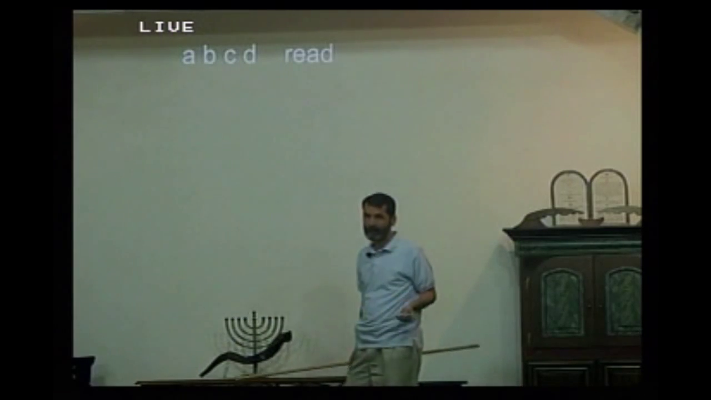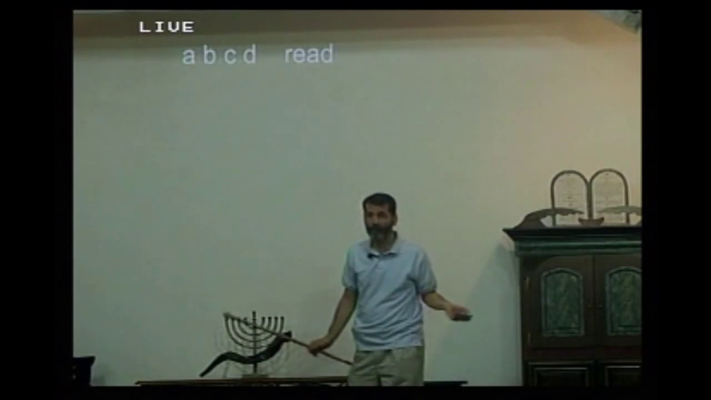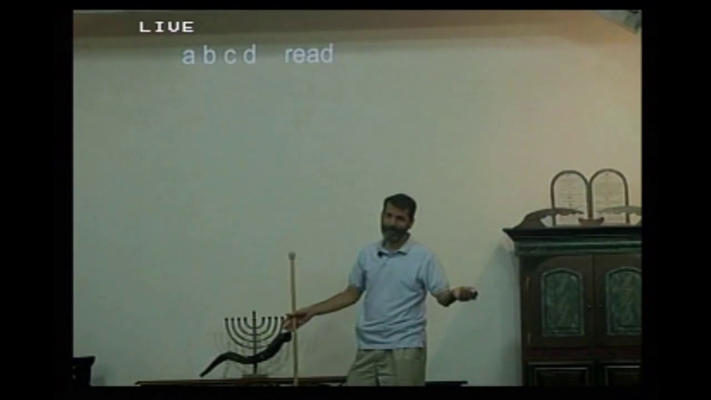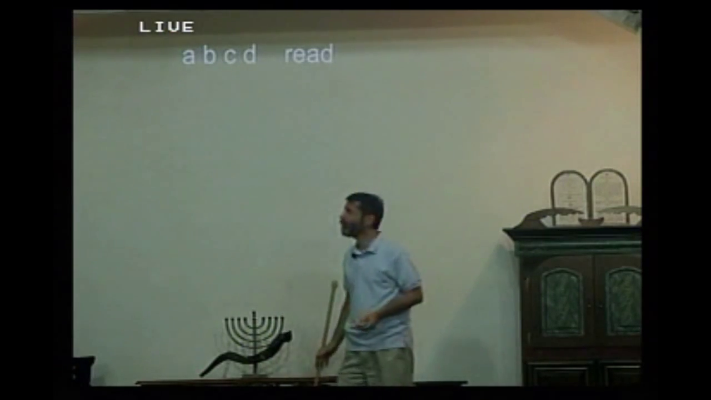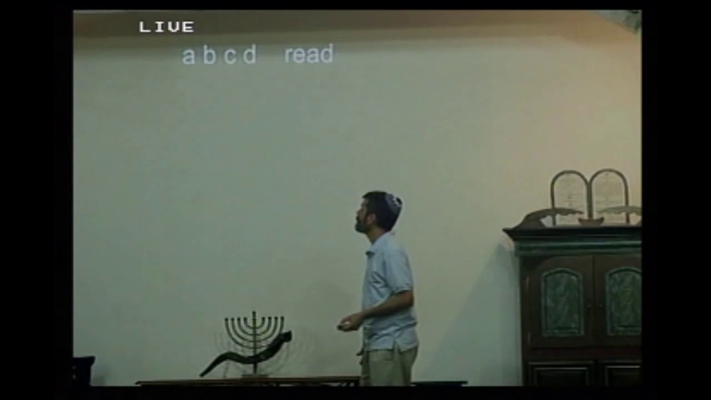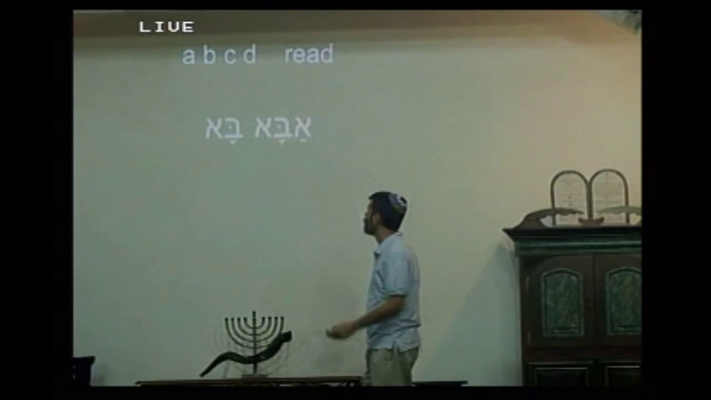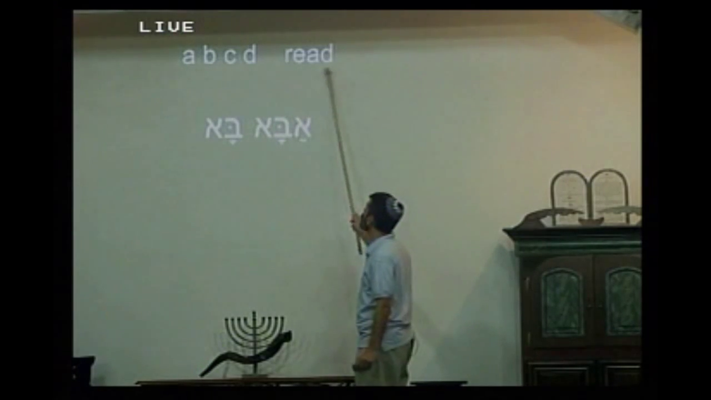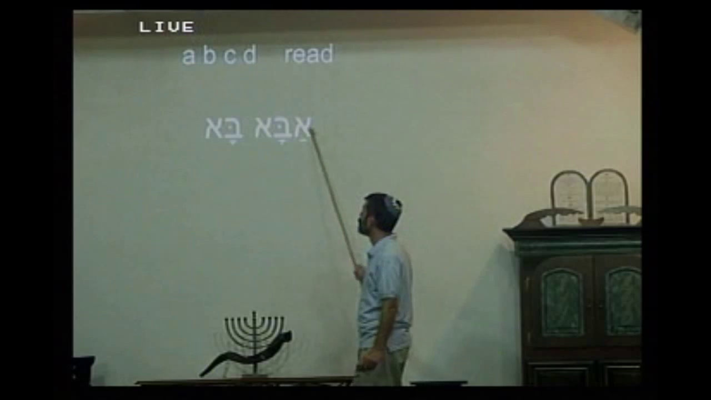The sounds are basically the same. I think there's only one sound in Hebrew that we don't have in English. So we'll learn one new sound, but otherwise it's the same sounds and even fewer of them, and just new symbols. That's what we're going to have to learn. Now, in reading, in English, we read from left to right. In Hebrew, we read from right to left.